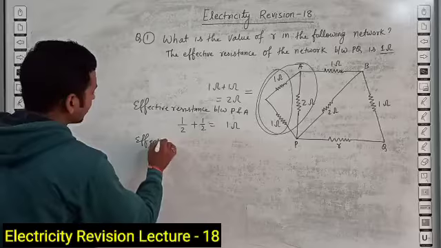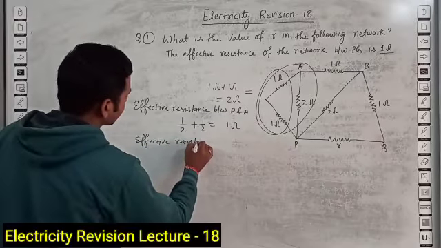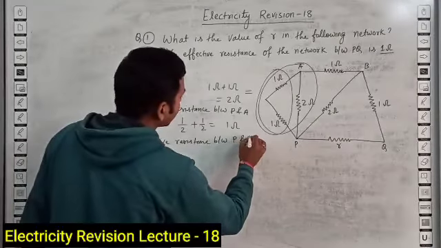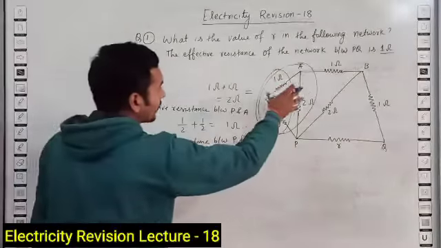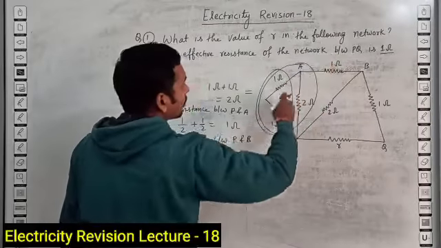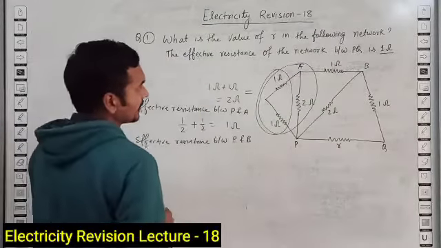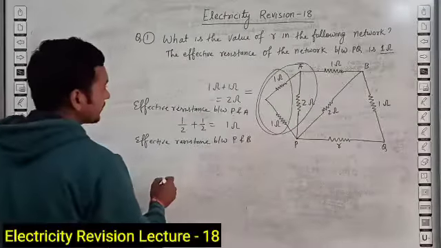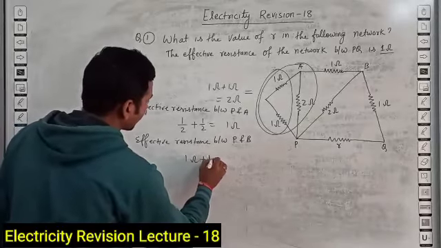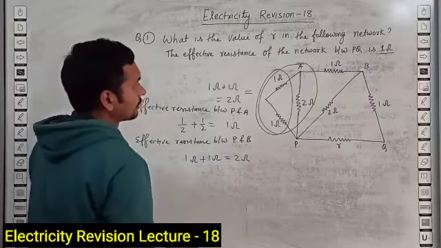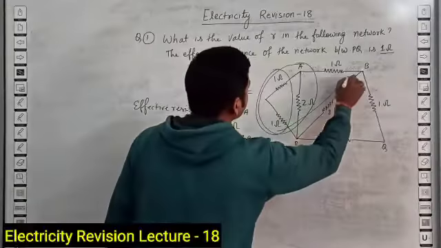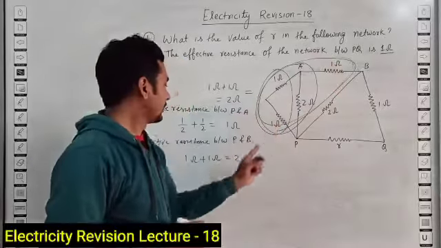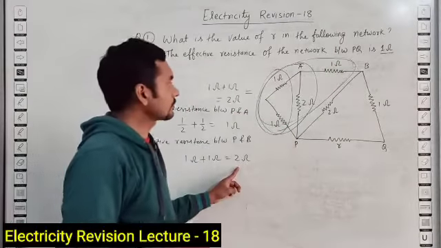Now the effective resistance between P and B. So 1 ohm plus 1 ohm both are connected in series, because both are connected end to end. So 1 ohm plus 1 ohm is 2 ohm. So overall, the effective resistance of this total will be 2 ohm.